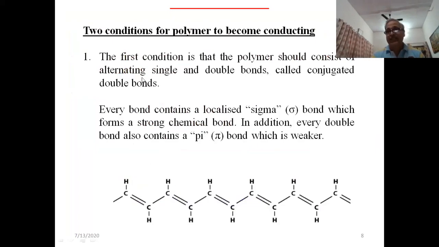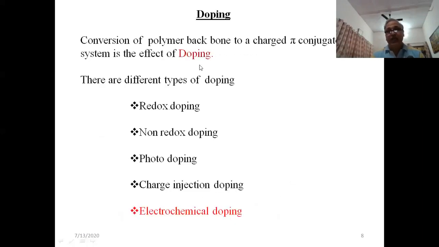The first condition is that the polymer should consist of alternating single bond, then double bond. And these are known as conjugated double bonds. Every bond contains a localized sigma bond. And this sigma bond is a strong chemical bond, and this pi bond is weaker. And this pi bond is responsible for the electron conduction in the backbone of the polymer. The conversion of polymer backbone to a charged pi conjugated system is the effect of doping.